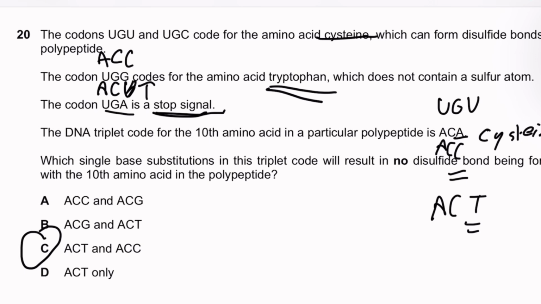Now this ACA, if you convert it to a codon, it's UGU. It's actually cysteine. It's listed here as UGU. Now he said that he does not want, let's say a mutation happens and we have a single base substitution in this triplet, and so instead we have no disulfide bond. What would basically be the substitution that would result in no disulfide bonds being formed? Well, obviously one that results in an amino acid or a stop signal that do not form disulfide bonds.